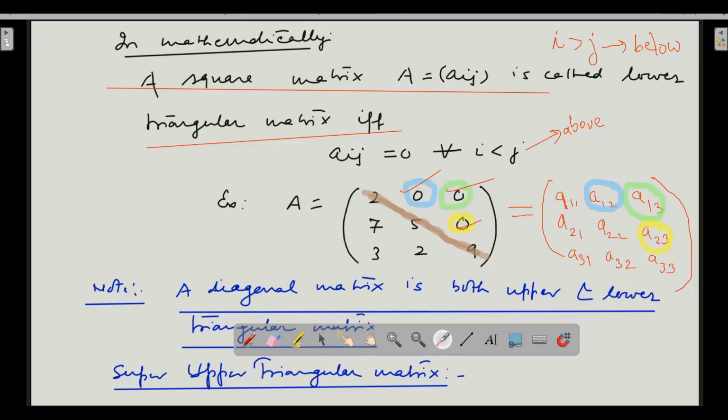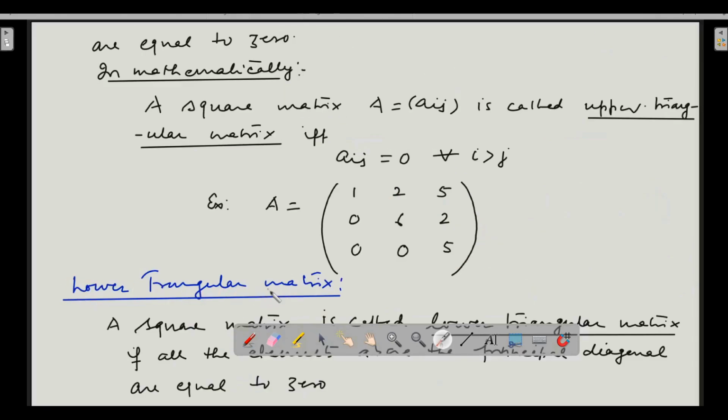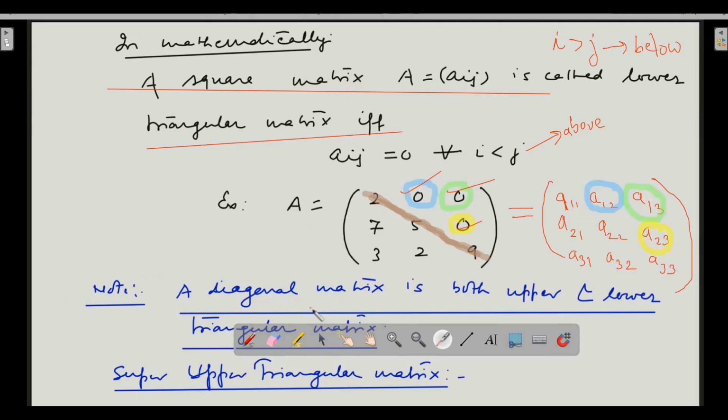Now why is it being called a lower triangular matrix? It is being called so because a triangle of numbers is being formed in the downward side of the matrix, at the lower side of the matrix. So that is why it is being called a lower triangular matrix.